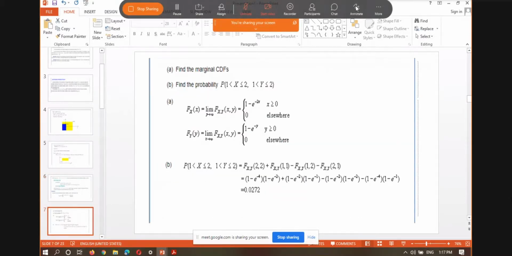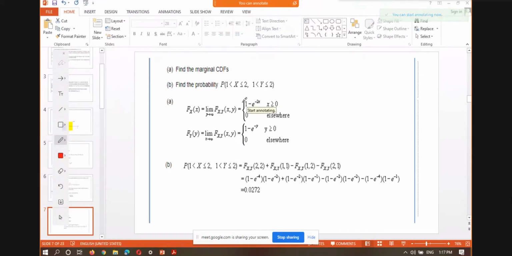Similarly, when x tends to infinity, this part goes to 1, because it is e raised to power minus 2 into infinity, which is actually 0, so you will get 1. So this is the way you calculate the marginal density function from the joint density function.